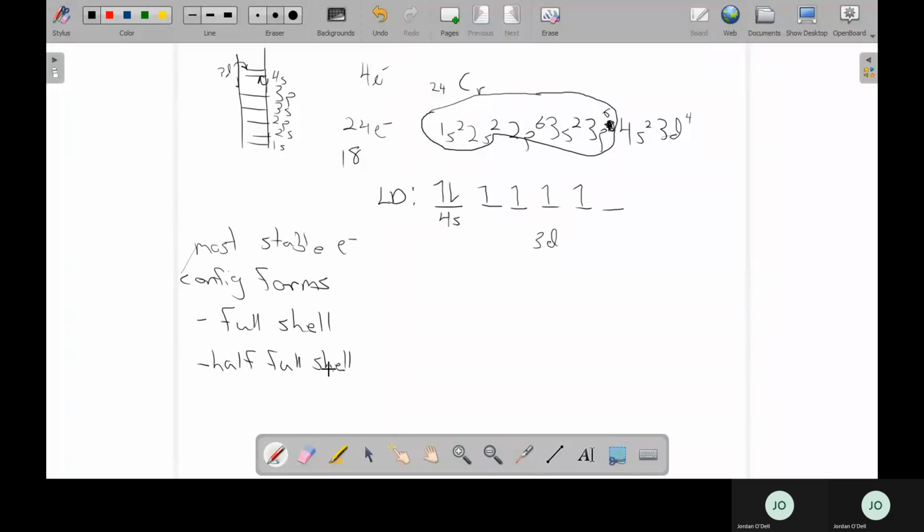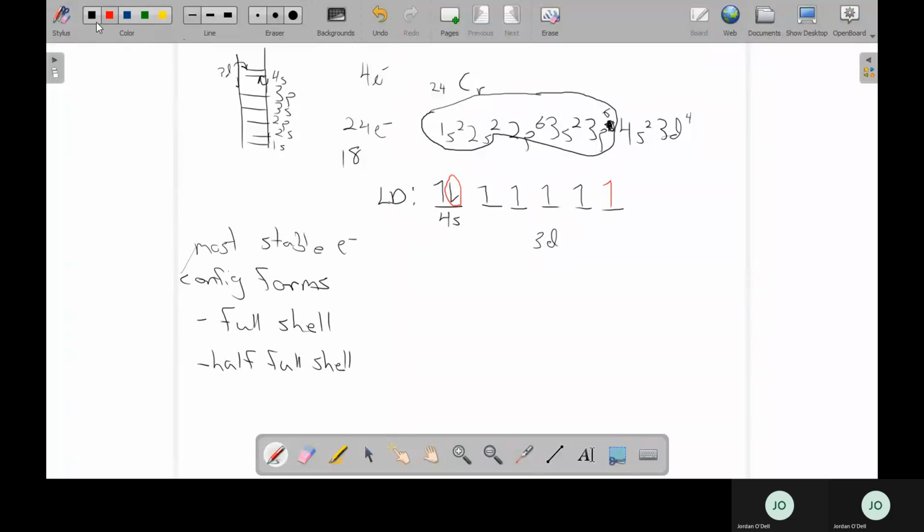So what I can do, right now we have a full 4s shell and we have a 3D shell with 4 electrons. In this particular instance, what I'm going to do is we're going to move this electron right here over into our 3D shell.